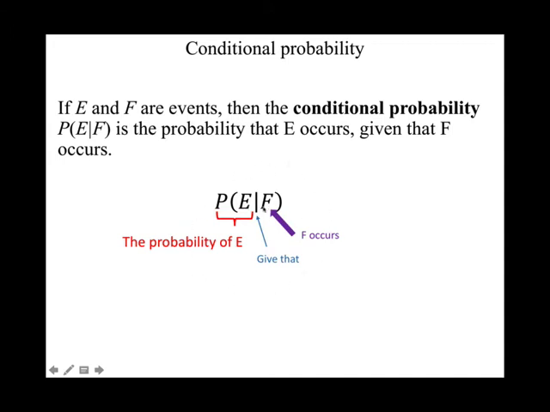The order of E and F matters, okay? Don't mess up the order. The one you put in the front is the probability we're looking for. And this line means under the situation that F occurs already. So we're going to base it on F, and we're finding the probability of E.